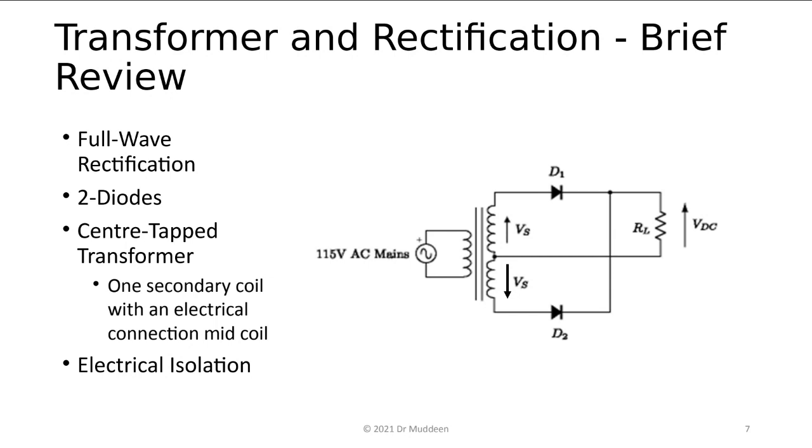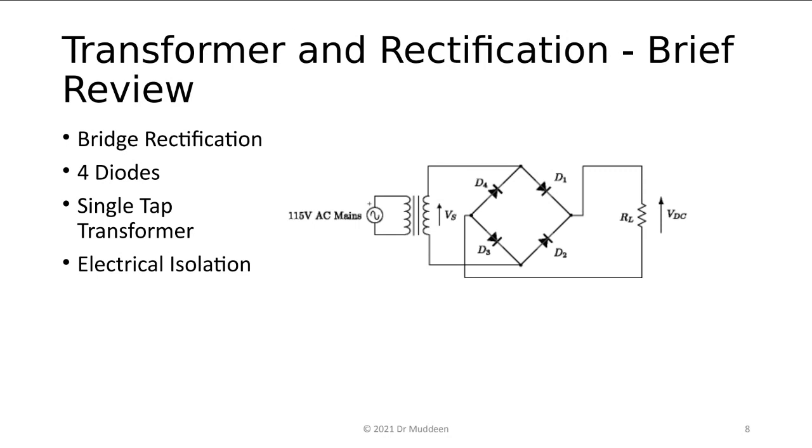In this particular case, during one cycle, D1 would conduct, and you would get the positive part of the voltage appearing across the load RL. And in the second half, the negative cycle, D2 would conduct, and then RL will see another positive pulsating voltage as well. Because we are using a transformer, again, we are electrically isolated.